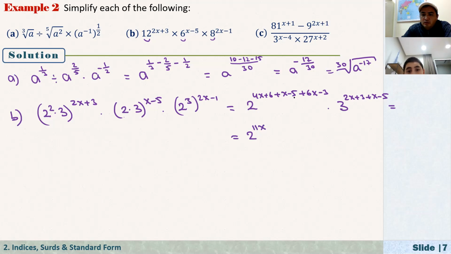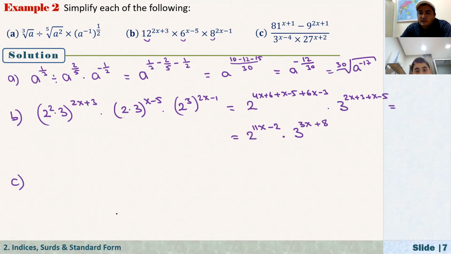If you simplify the first one, 4x plus x is 5x, plus 6x, that's 11x. 6 minus 5 is 1. 1 minus 3 is minus 2. Times 3 to the power of 2x plus x, it is 3x, 3 plus 5, it is 8. Right? As you do more questions with a lot of steps, you can just do this mentally and you can get the answer much quicker, faster.